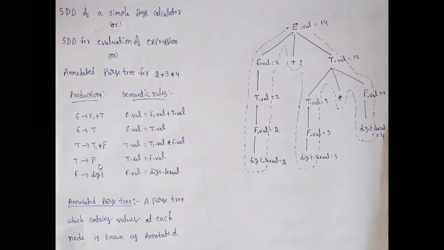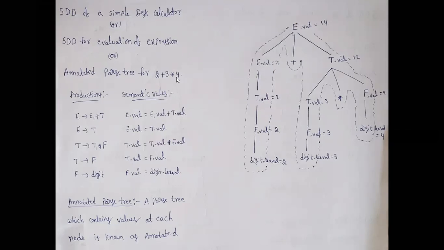So T → F. So we have a production T → F. Then T.value is equal to F.value. What is the value of F.value? It is 2. So we are replacing T.value with F.value, that is 2. We are replacing 2 here, and here we are having one more reduction. Then we want to replace the corresponding semantic action.